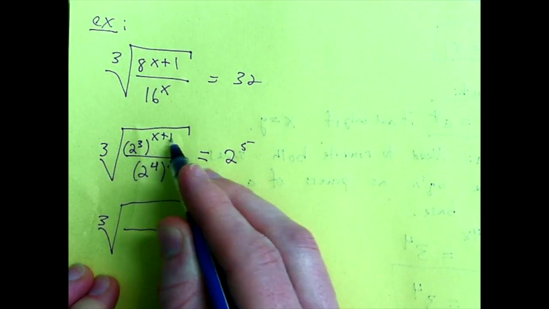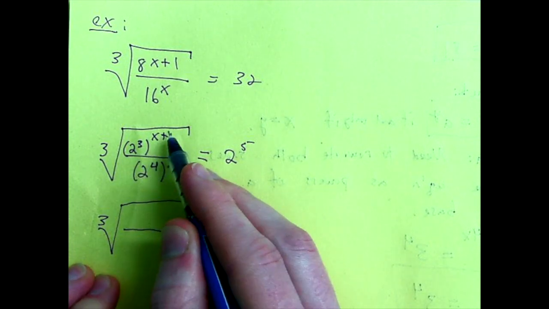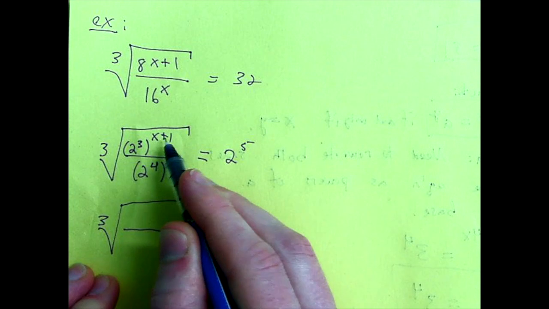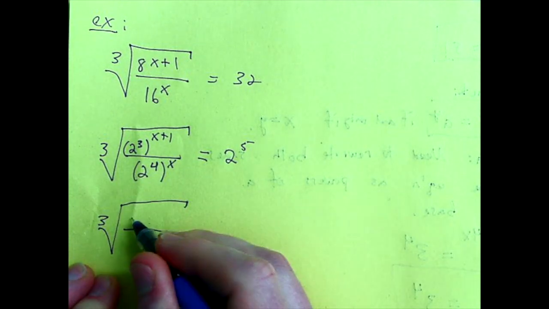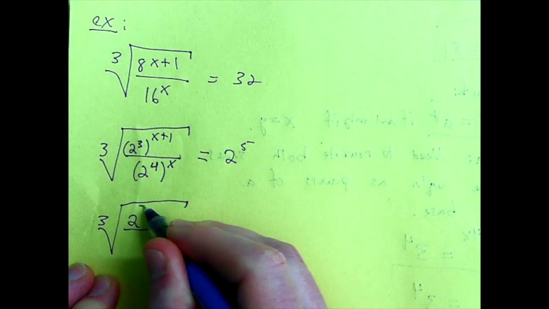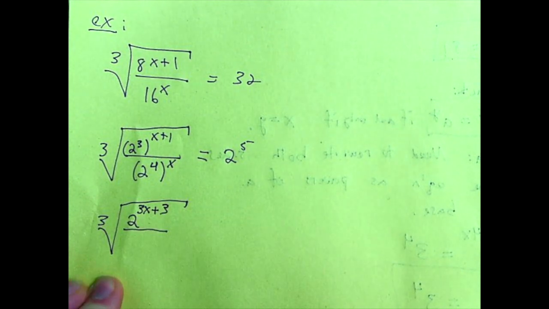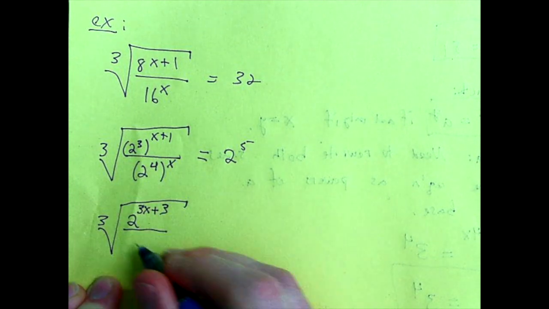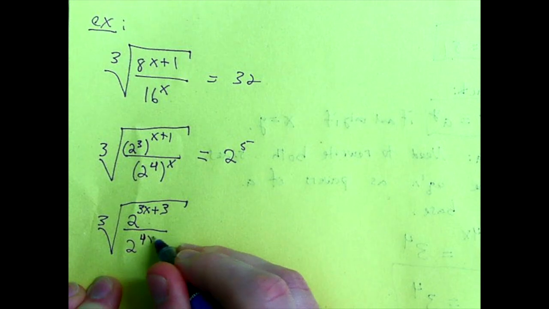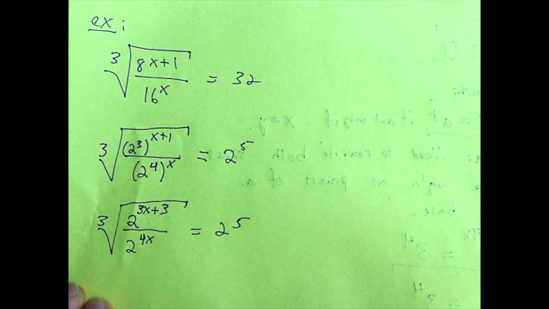We multiply, right? So I'm going to multiply these two exponents, right? 3 times x plus 1. And be careful, the 3 is going to multiply the entire x plus 1. In other words, the 3 is going to multiply both the x and the 1. So we're going to have 2 to the power of 3x plus 3. Okay? In the denominator, you're multiplying the 4 and the x. That, of course, gives us 2 to the 4x. And the right-hand side, I'm not going to do anything. It's still just 2 to the 5th.